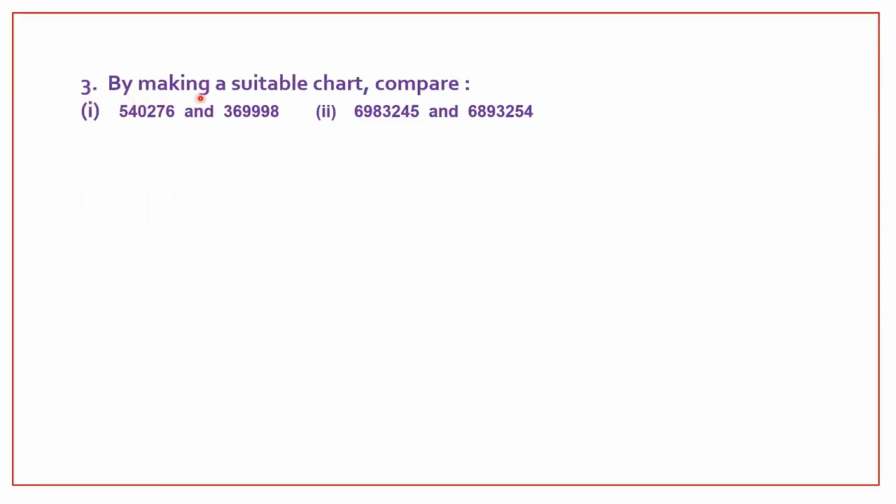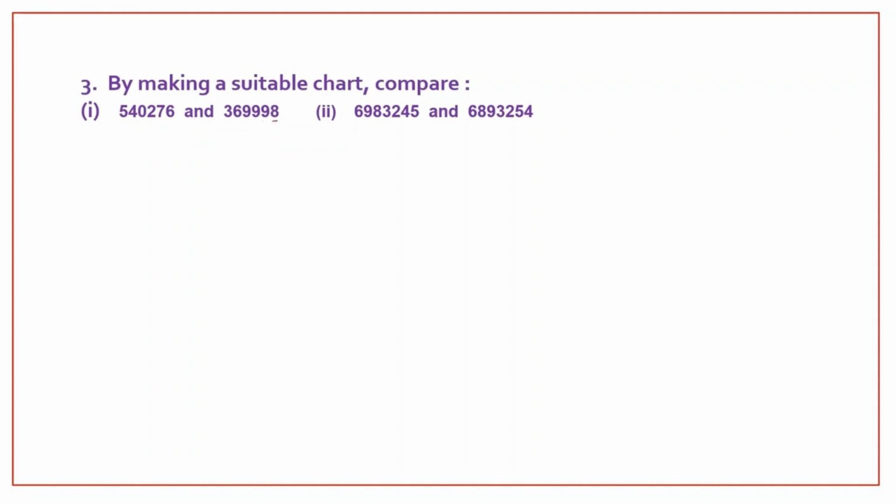Question 3. By making a suitable chart, compare. So we have to make a chart and compare these numbers and write which is the greater one. So how do you decide on the chart that you're making? We have to make a place value chart for these numbers. So what we are going to do is count the number of places first.